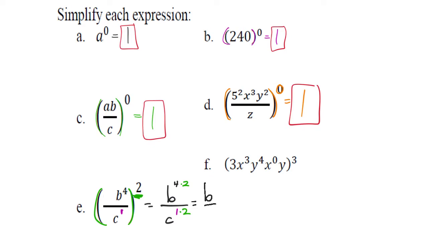There we go. There's B and C bases. The new exponent for B, though, 4 times 2 is 8. And the new exponent for C is 1 times 2, which is 2. Now, if these were the same bases, I could continue operating with them, but they are not. So we're just going to keep it like this. B to the power of 8 all over C to the power of 2.